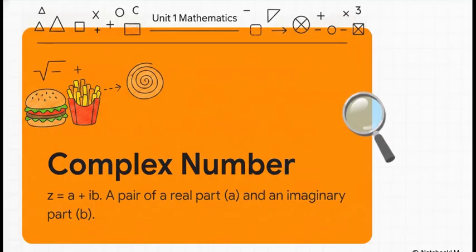So what exactly is a complex number? Think of it like a mathematical combo meal. You've got the formula, z equals a plus ib. It pairs a standard, everyday real part, that's your a right there, with an imaginary part, the b, which is hitched to that letter i. And i, well, that's just a stand-in for the square root of -1.